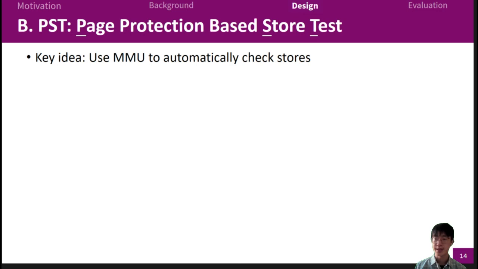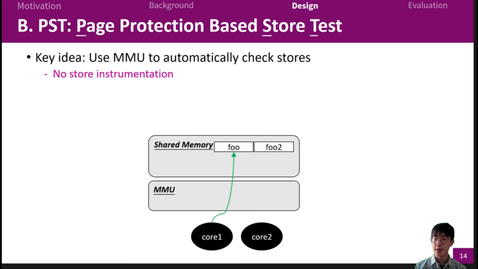Solution B, PST, stands for Page Protection-Based Store Test. The key idea is to use the memory management unit to automatically check stores, so no store instrumentation is needed. For example, a load link first protects the atomic variable as read-only and sets an EMR.